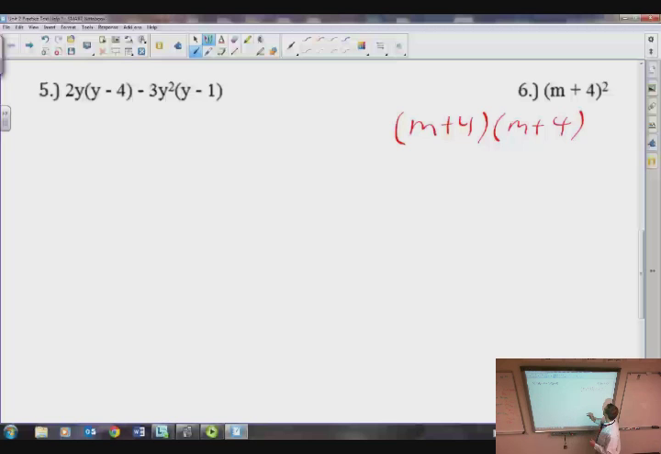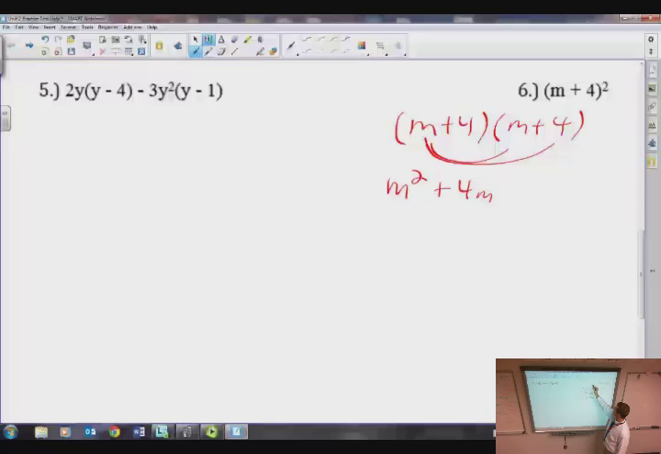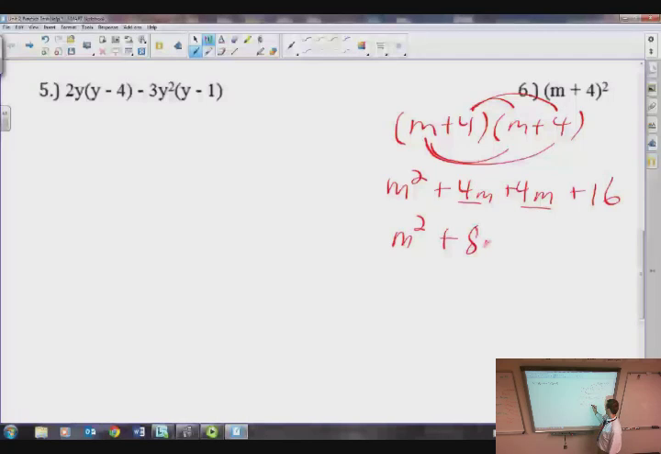Okay, so we're going to do n times n is n squared. Then n times 4 is 4n. And then 4 times n here is another 4n. And then 4 times 4 is 16. Then we're going to do n squared. We can combine the 4n and the 4n. So we get 8n and then plus 16.